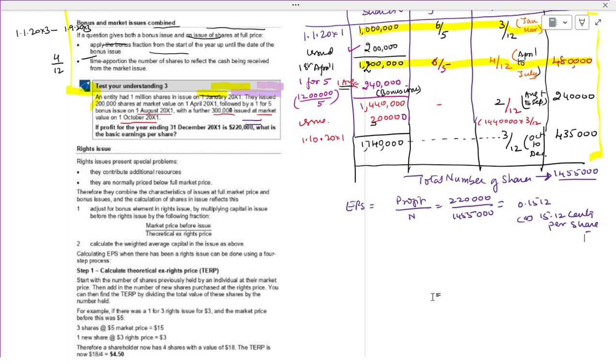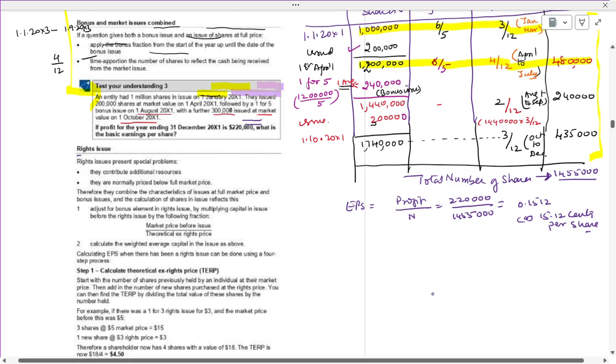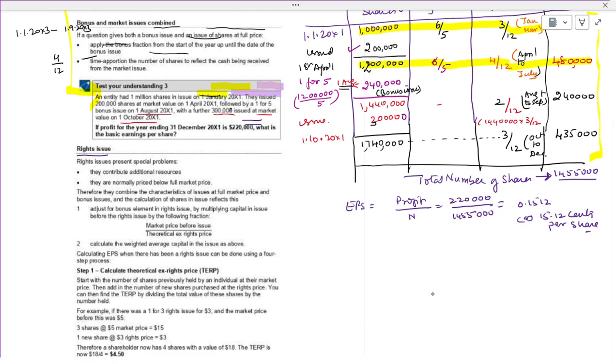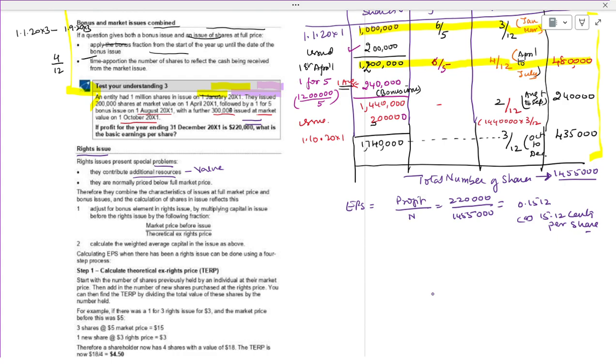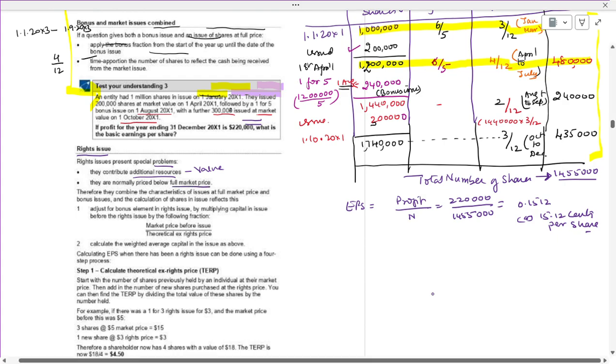Rights issue. What is a rights issue? Bonus issue is different, fully paid shares are different, rights issue is different. A rights issue presents special problems. They contribute additional resources, meaning they will contribute an amount also. They are normally priced below market price.